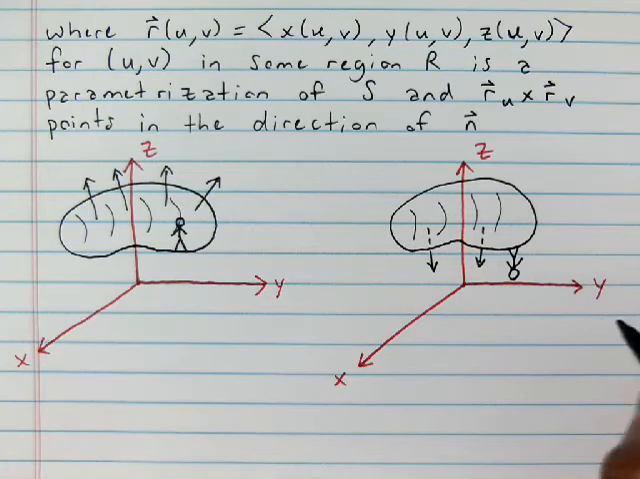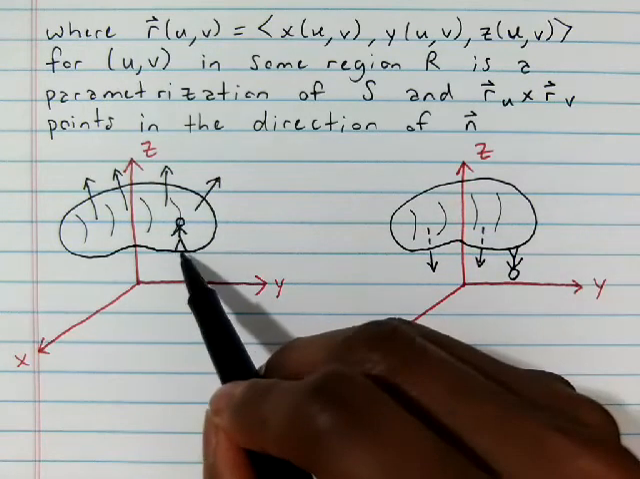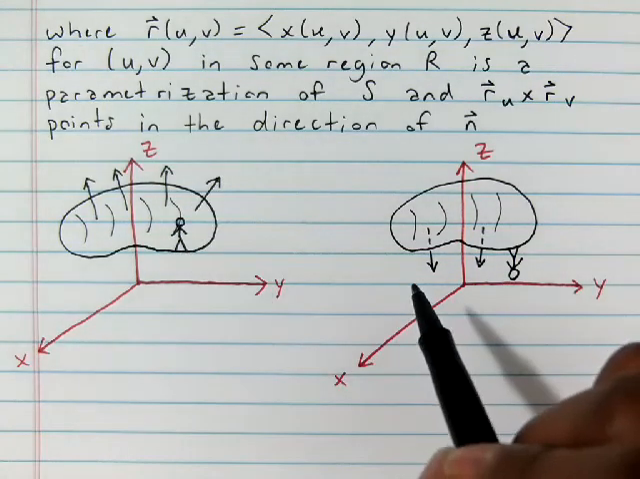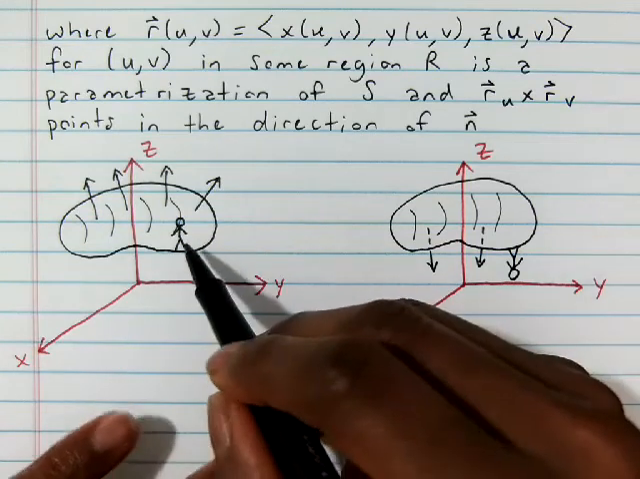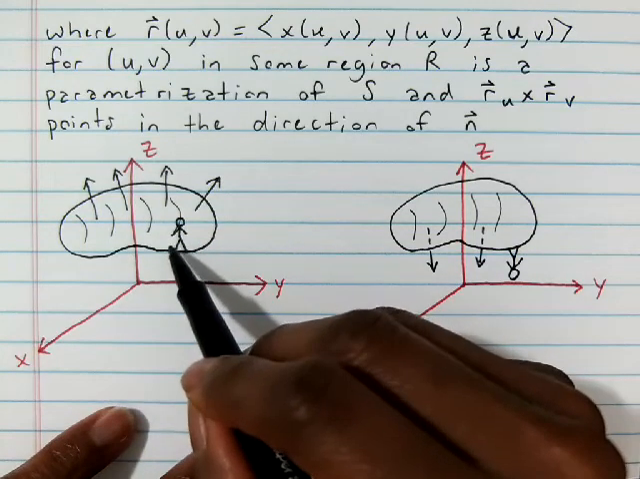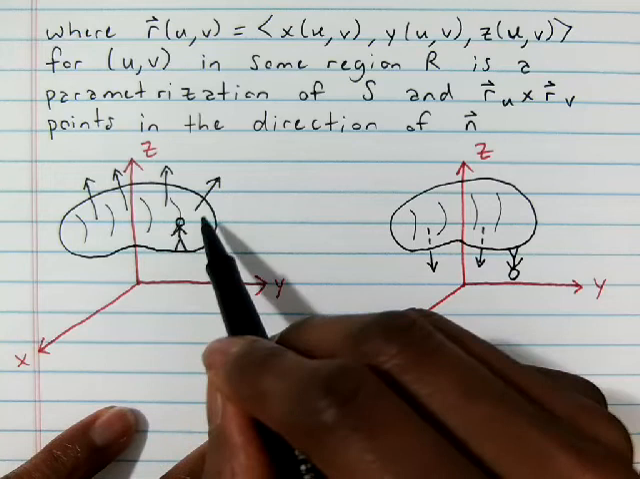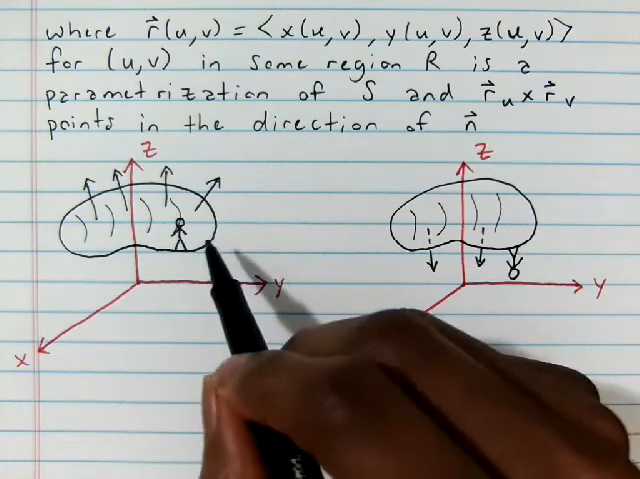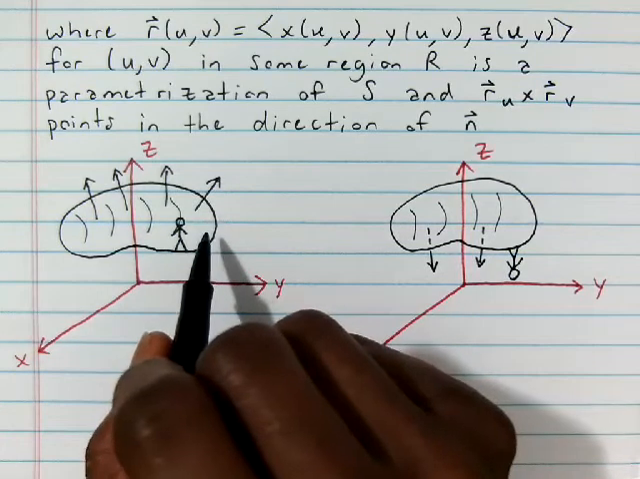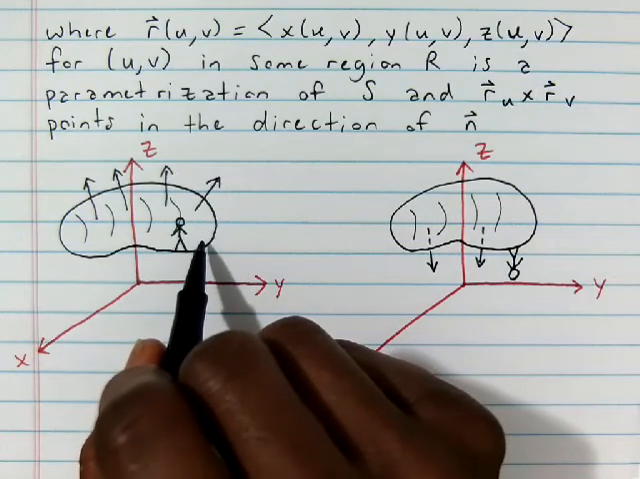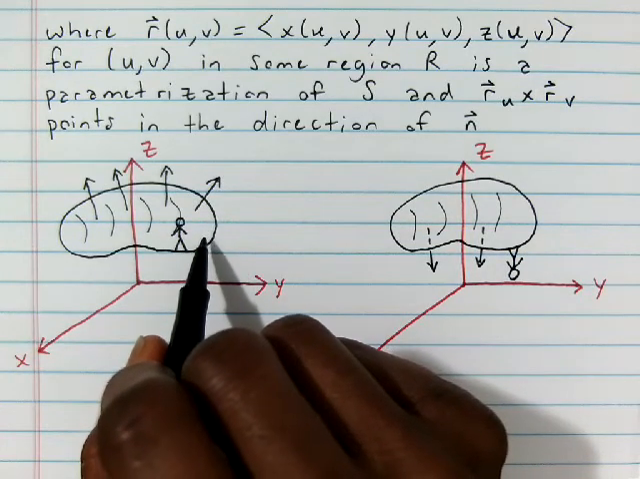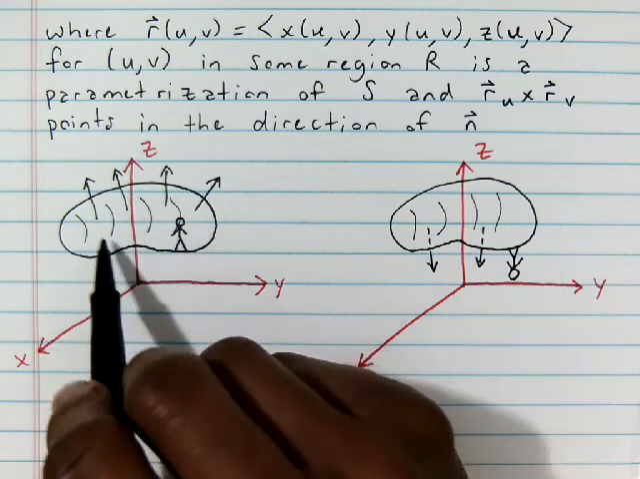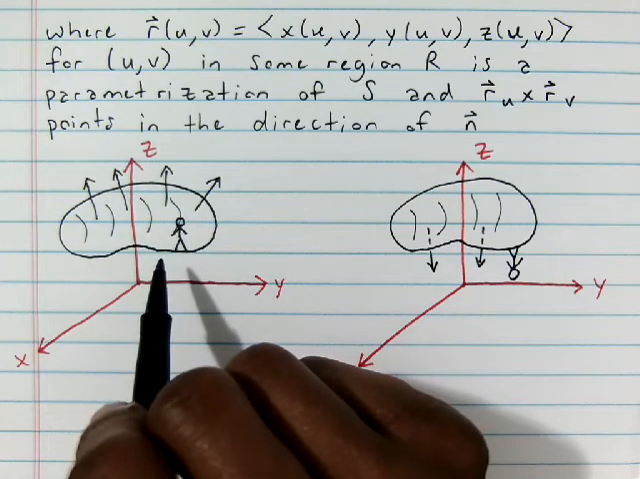So now, whenever your stick figure is on the boundary curve of your surface, we have to determine which way that stick figure is going to walk. Now, the way that that is explained is that that stick figure should always be walking with the surface to his or her left at all times.